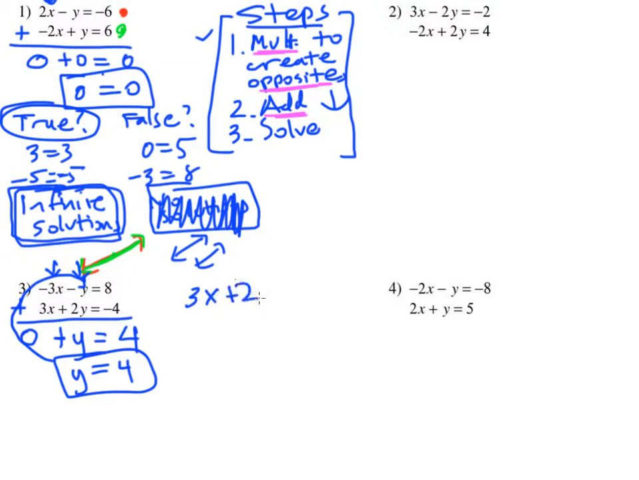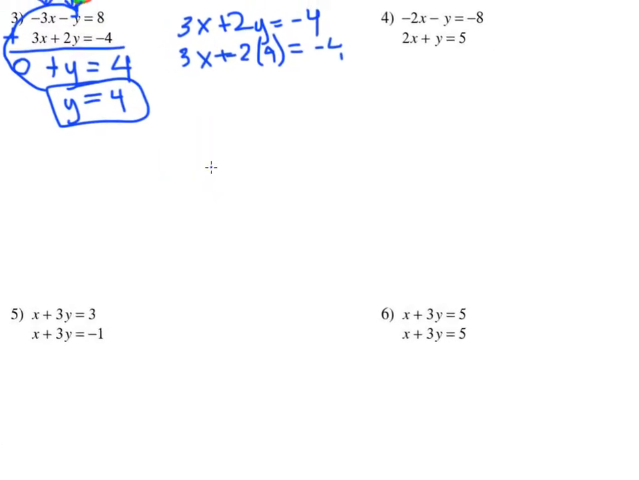3x plus 2y equals -4. You don't have to write it out. You can just plug it in directly. 3x plus 2 times, and we think y is 4, so let's plug that in. 2 times 4 equals -4. So 3x plus 2 times 4. 2 times 4 is 8 equals -4.